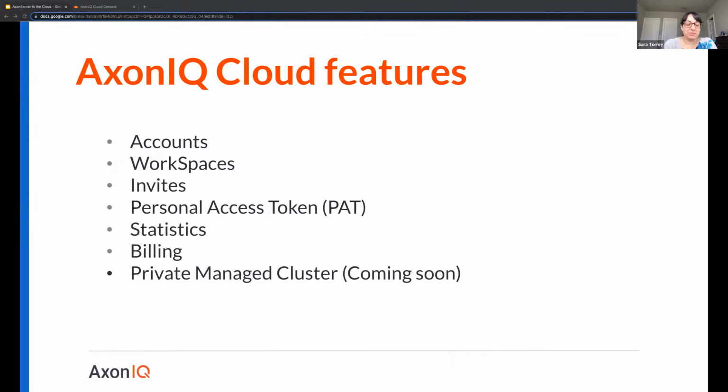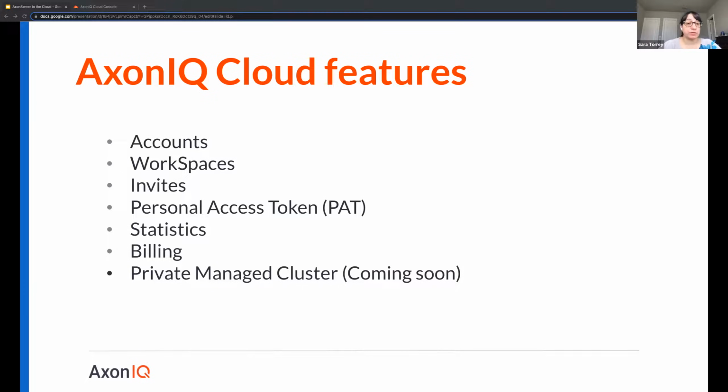On AxonIQ Cloud, we have certain things that you can do very easily, and hopefully it's easy for everybody to navigate through the cloud application. Through the AxonIQ Cloud, you can create accounts for your various projects or teams. You can have workspaces. This really comes in handy if you have various applications you're working on and you want to have the same account. You can have various workspaces, and you can invite your colleagues or friends to join different workspaces. That's all done fairly easily.